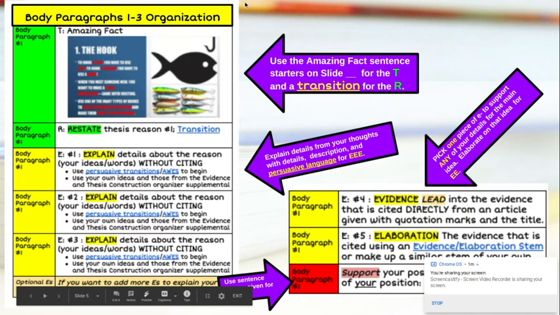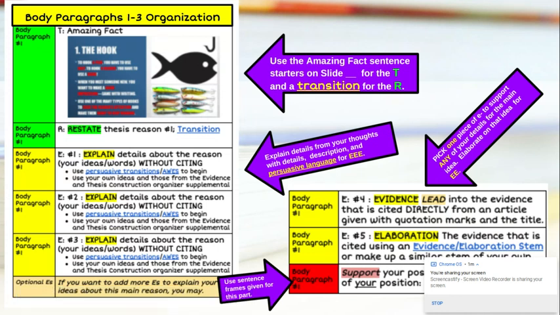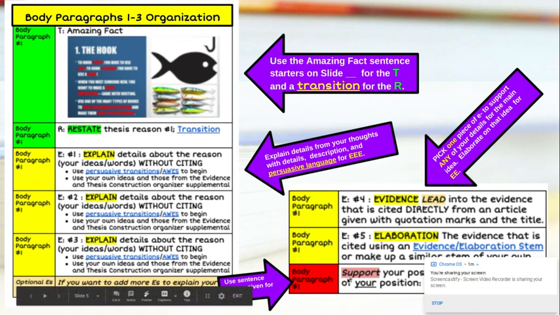This is the organization that will be followed for body paragraphs 1, 2, and 3. T, R, 3 E's that explain your own ideas which support your thesis reason, 1 piece of evidence directly cited, elaborated, and then supporting with refuting a con.